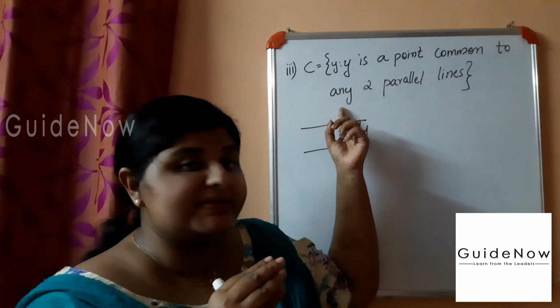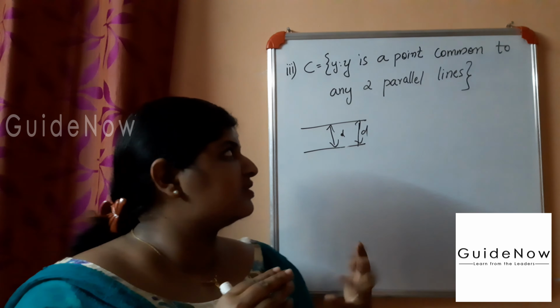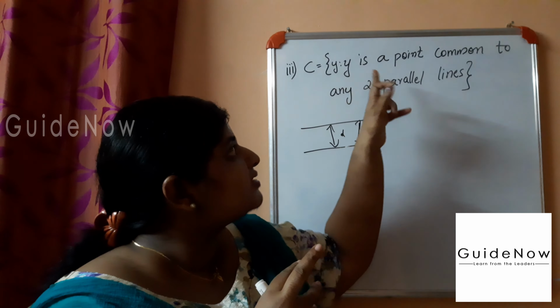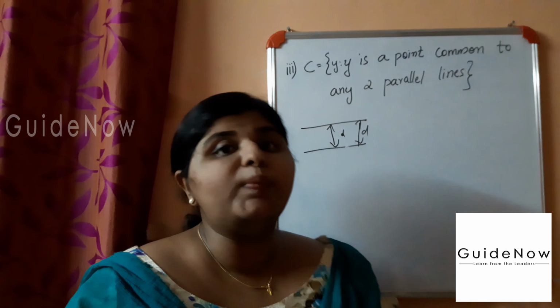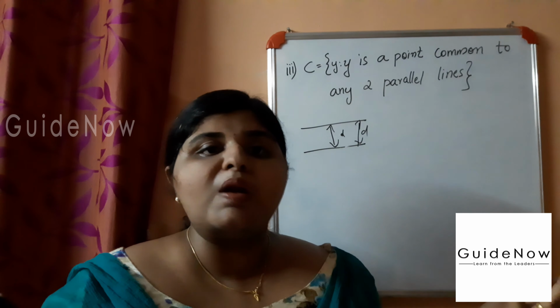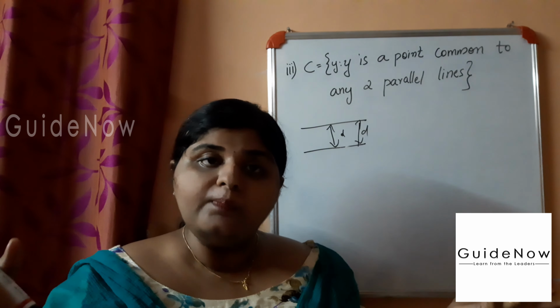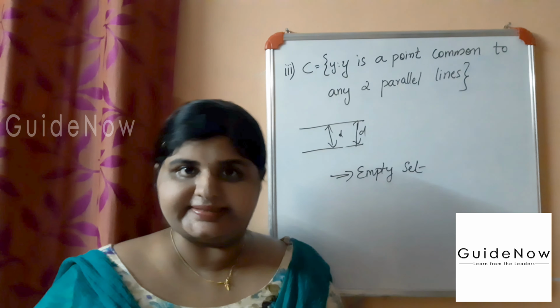So what is the set? A null set or empty set. The question is: y is a point common to any two parallel lines. There is no common point inside the parallel lines, so it is an empty set.